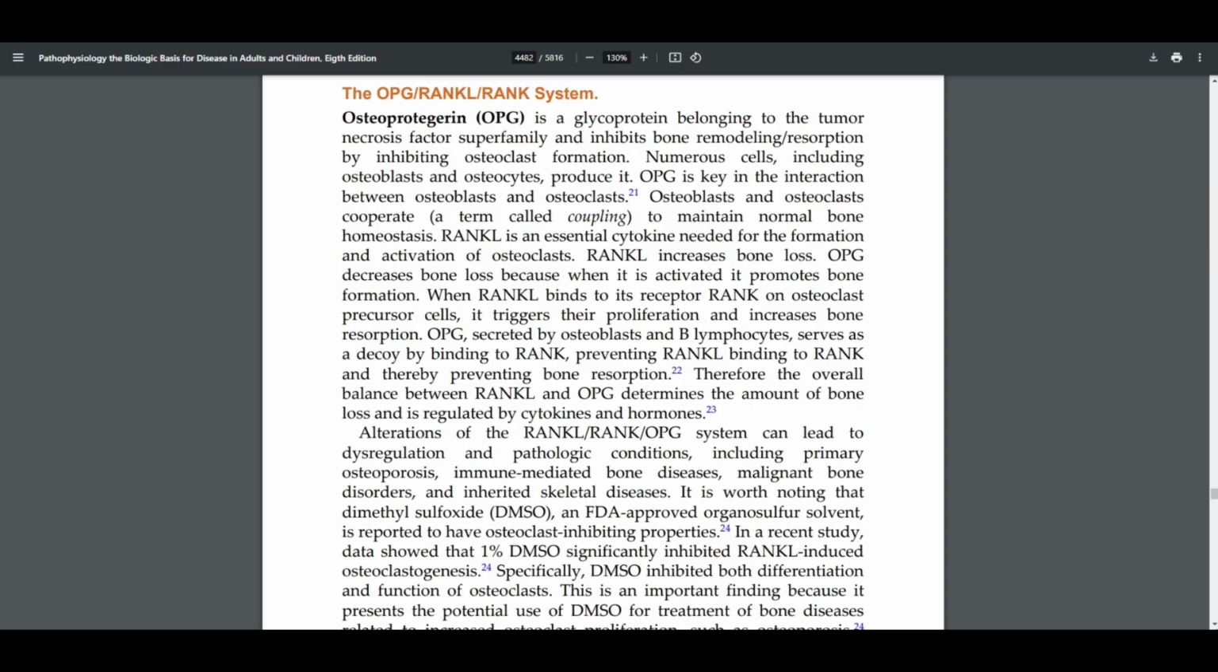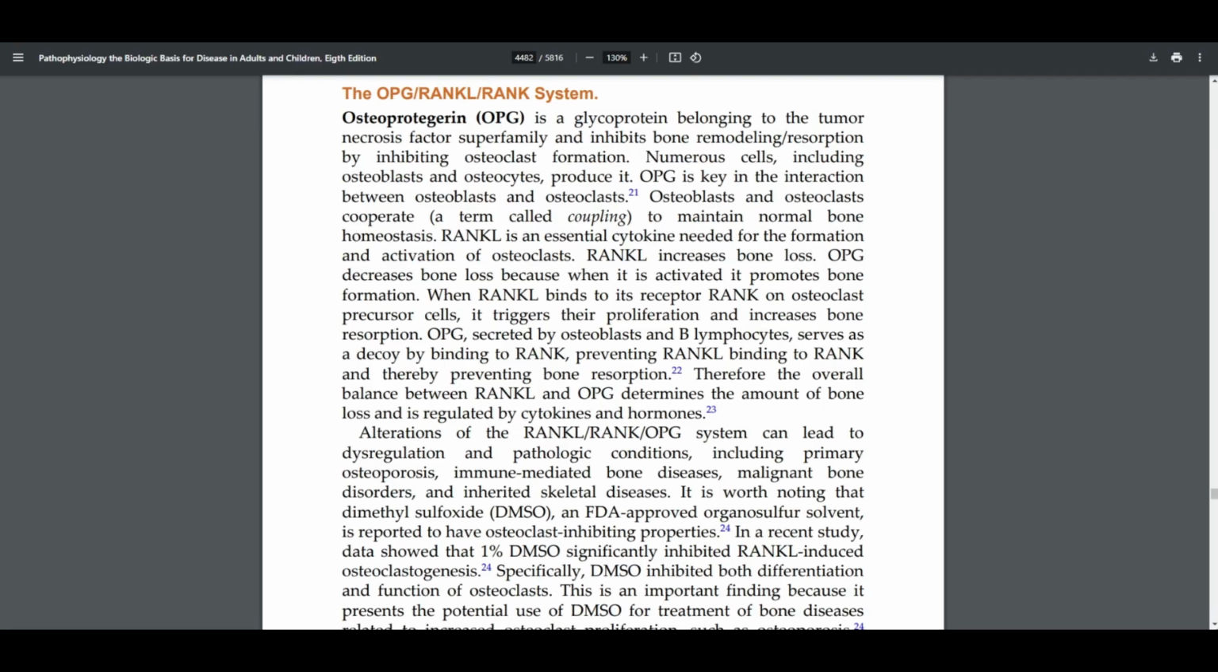RANKL is an essential cytokine needed for the formation and activation of osteoclasts. RANKL increases bone loss. OPG decreases bone loss because when it is activated, it promotes bone formation. When RANKL binds to its receptor RANK on the osteoclast precursor cells, it triggers their proliferation and increases bone resorption. OPG, secreted by osteoblasts and B lymphocytes, serves as a decoy by binding to RANK, preventing RANKL binding to RANK, and thereby preventing bone resorption.